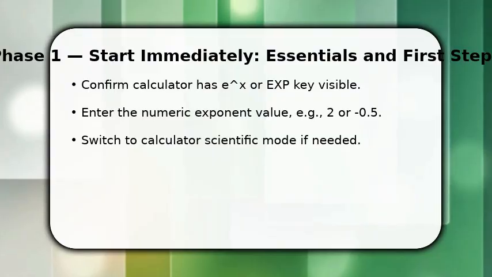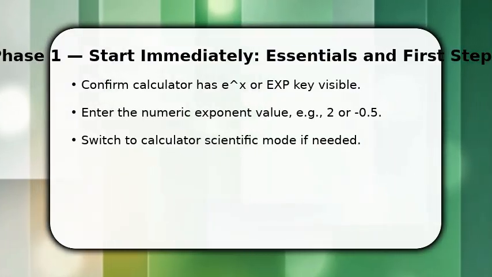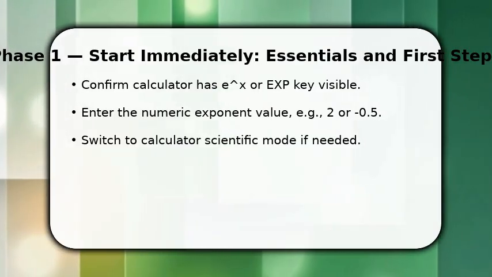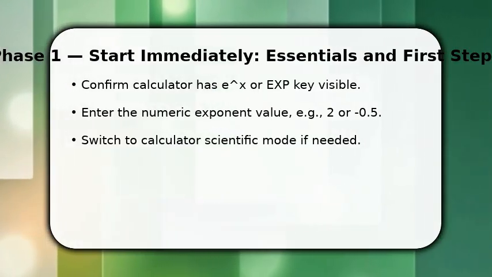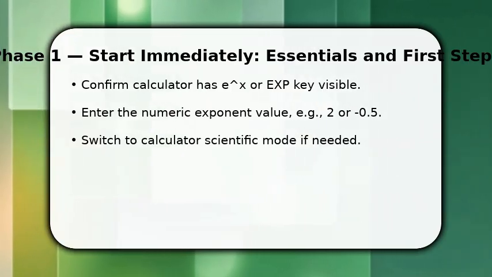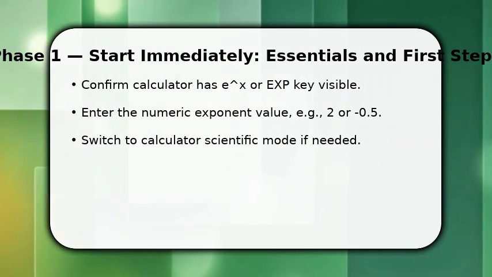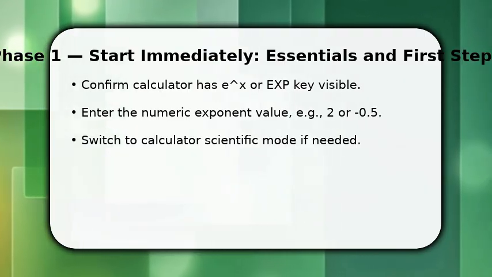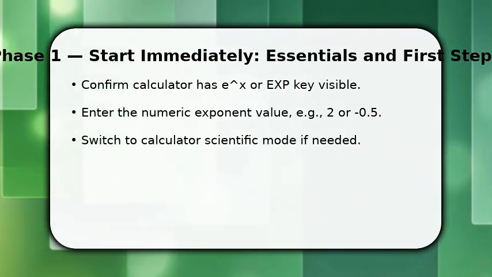Enjoy the video. You have the number and a scientific calculator ready. Start now. First, make sure your calculator is in scientific mode and the display is clear. Enter the exponent value exactly. Use the minus sign for negatives, for example, -0.5. Once done, don't press equals yet.